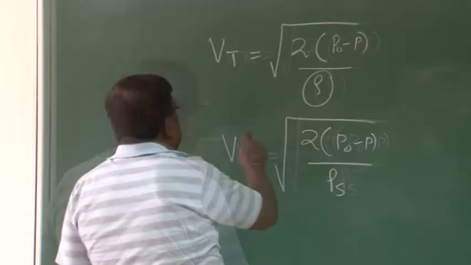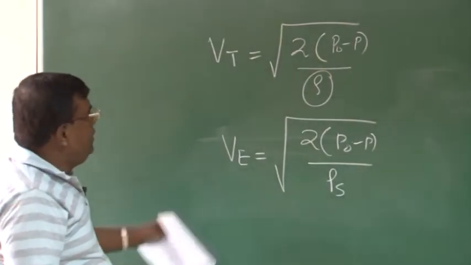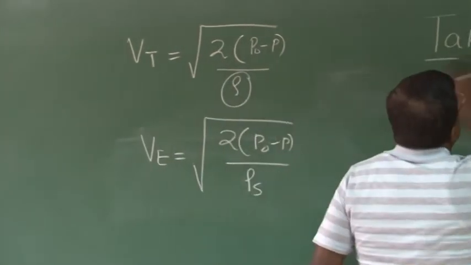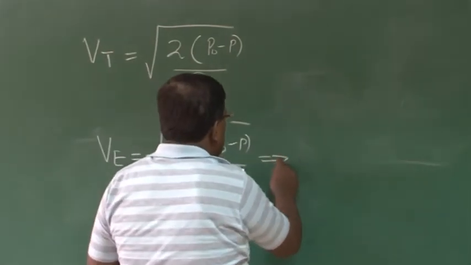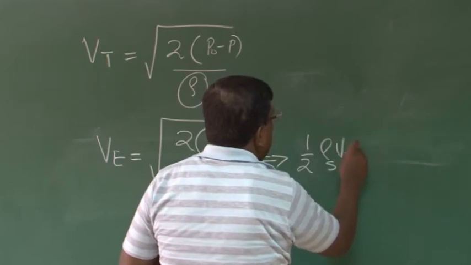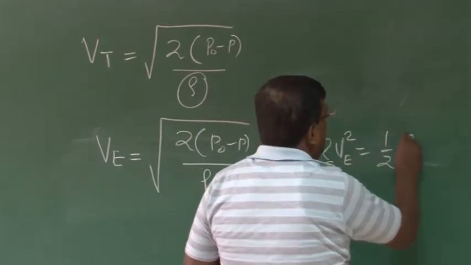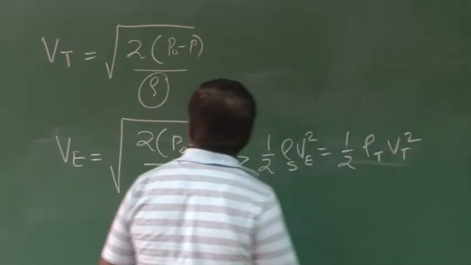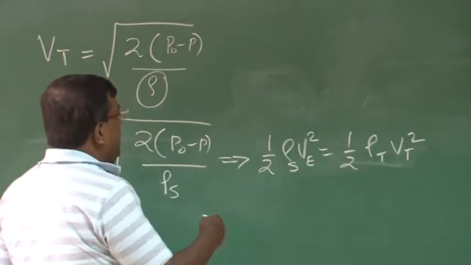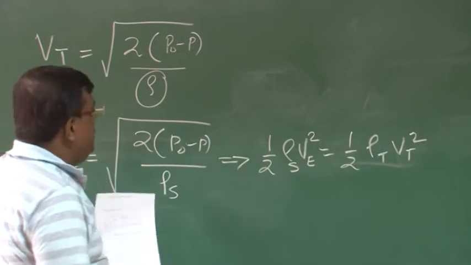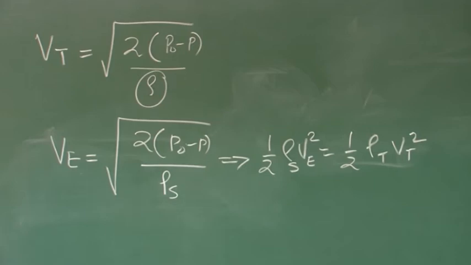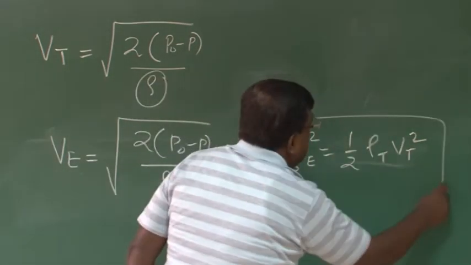Okay? Now, if I again see this expression a little carefully, what does this expression mean to us? This is equivalent to saying half rho standard V equivalent square equals half rho true V true square. You could see easily here, right? P naught minus P, you replace by dynamic pressure, and then you can see this is nothing but half rho s V equivalent square, half rho true V true square. We have seen this, right?